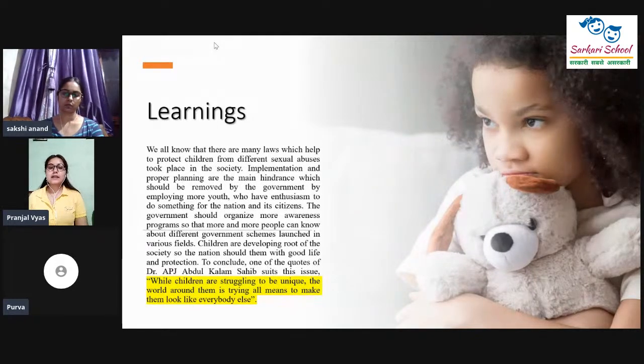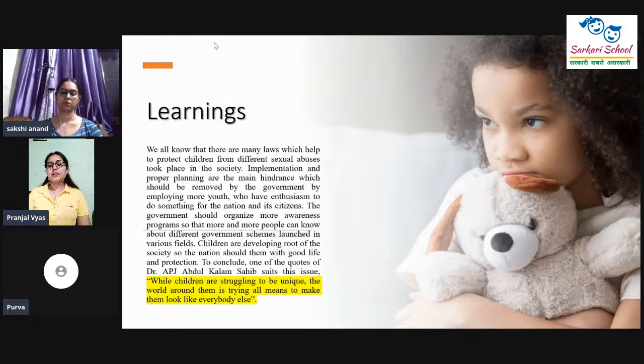Okay, so last is the conclusion, or the learnings from this research paper. We all know that there are many laws which help to protect children from different sexual abuses that take place in our society, but the only thing is proper implementation and planning. These two are the main hindrance, which should be removed by the government.